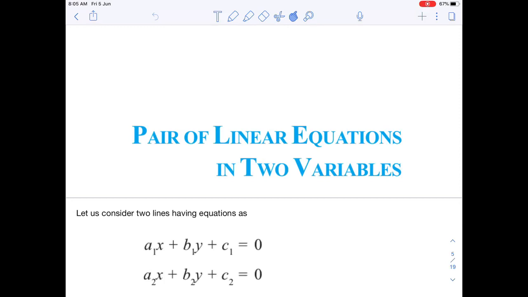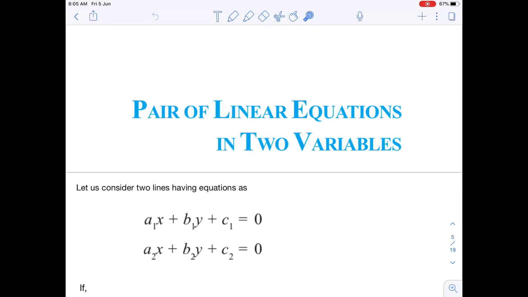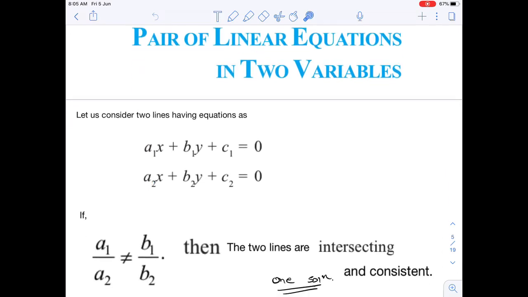As we have learned, we have started chapter number 3 of standard 10, that is pair of linear equations in two variables. In the previous class we have learned that the standard form of a pair of linear equations in two variables can be written as a1x plus b1y plus c1 equals 0. The second equation can be written as a2x plus b2y plus c2 equals 0. Then we have learned that by knowing the ratios of a1, a2, b1, b2 and c1, c2 and their interrelation with each other, we can decide the nature of the solutions.